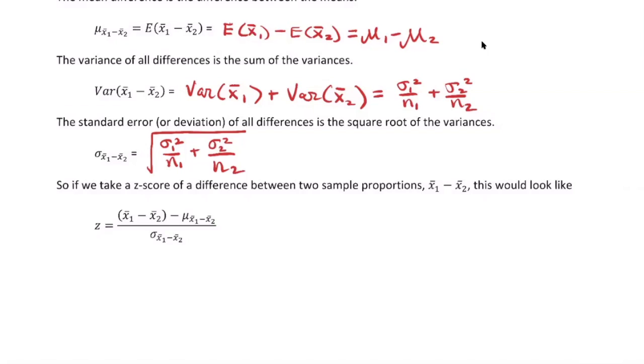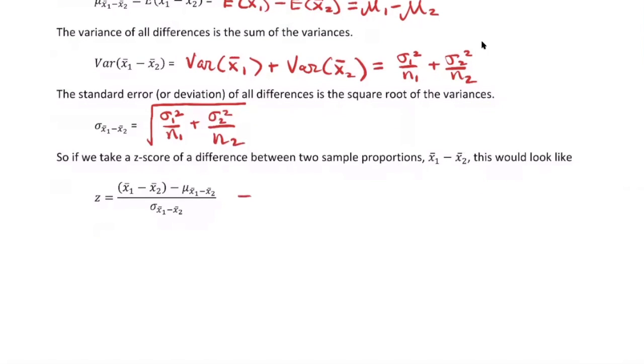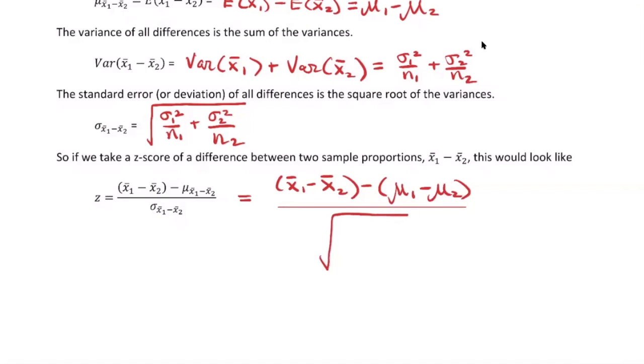And now to take a z-score. You'll start with the x bar 1 minus x bar 2, that's your statistic, and subtract the mean of such differences, which is the difference of the means, and divide by the standard deviation, which is the square root of the variance. And the variance of the differences is the sum of the variances. The first variance is sigma 1 squared over n1. And the next is sigma 2 squared over n2.